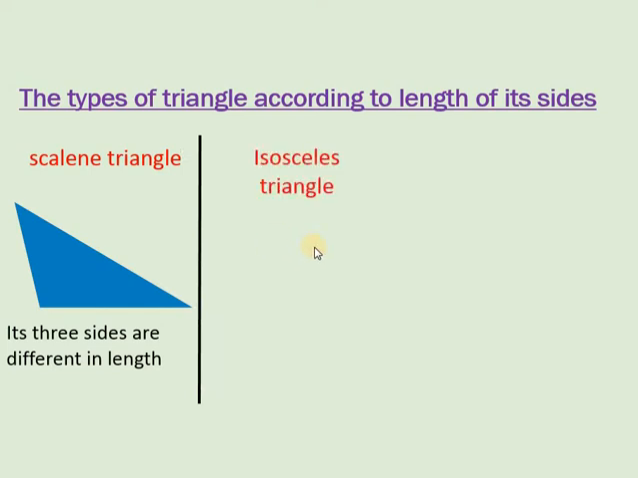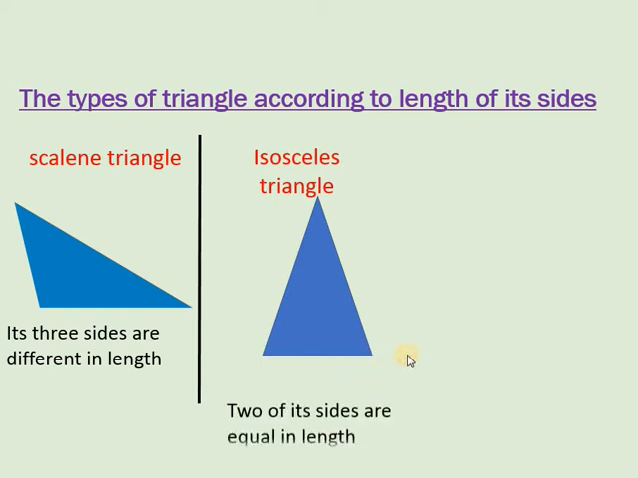And then we go to the isosceles triangle. The isosceles triangle has two equal sides, only two, and the third one is different, like this. This side equals this side, maybe 5 centimeters, 5 centimeters, and this one will be 4. So what is it? It's an isosceles triangle.